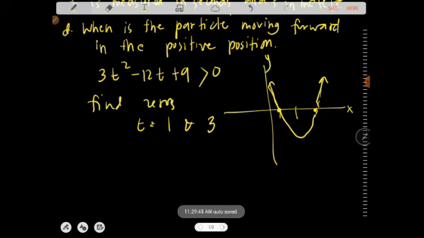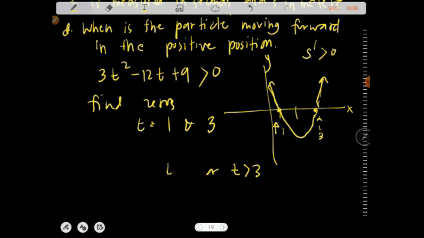So in this situation, S prime is greater than 0. Okay? So it means that on the left side, this is what we're talking about: 1, and then on the right, 3. So for our t, on the right side, we're talking about t greater than 3, because the arrow, or the movement of the particle, is going upward towards positive 3. While on the left, our t is less than 1, because it is going in towards 0.